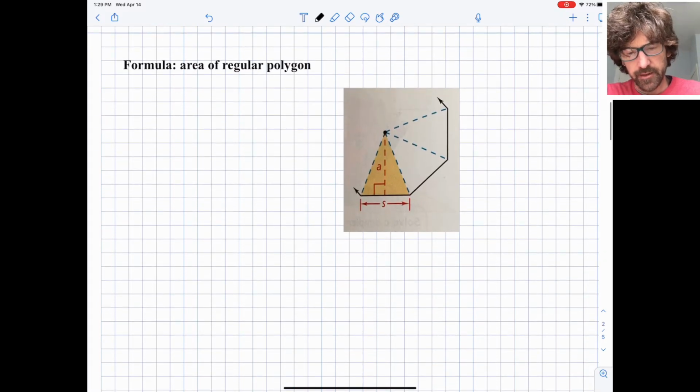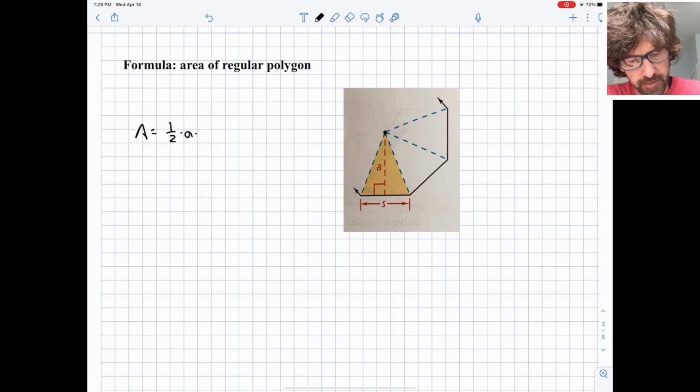Okay, let's get the actual area here. I'm not going to derive it for you right now, although do know that it really comes from finding the area of a triangle and then thinking about how many triangles we have. Let's think about the area of this orange or yellow triangle that's highlighted here. It's 1/2 base times height, and then we have many of those identical congruent triangles distributed around the center of that regular polygon, and we could find the area of the whole thing. So that's where the formula comes from, but here is the actual formula.